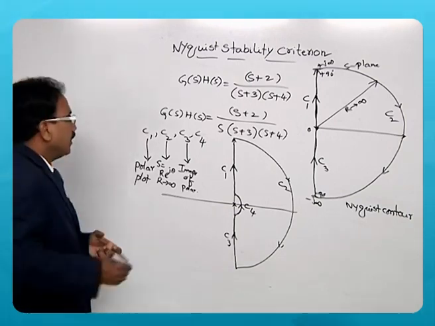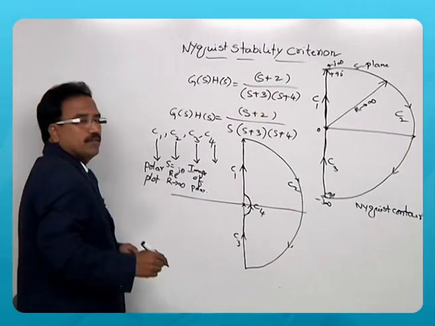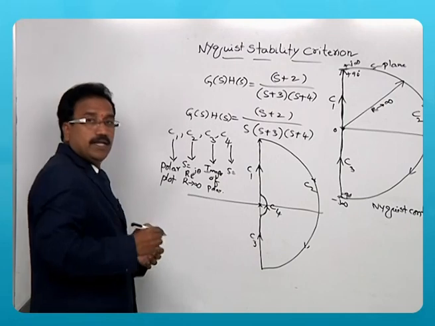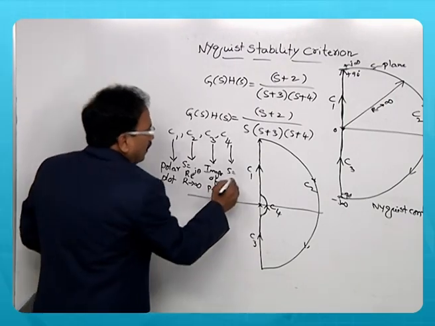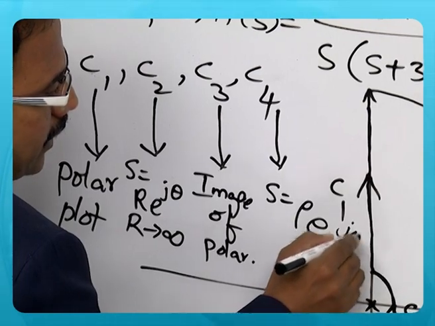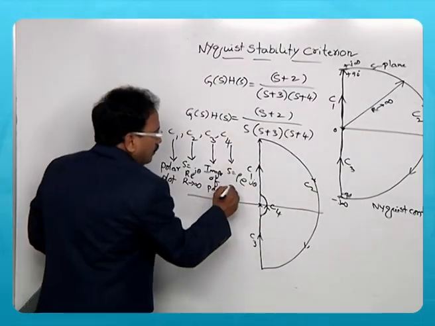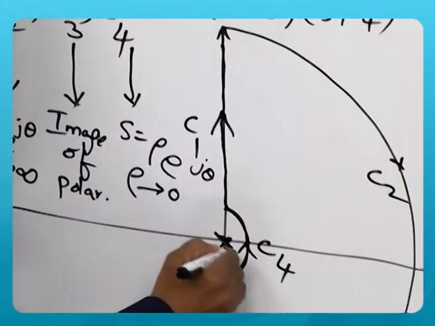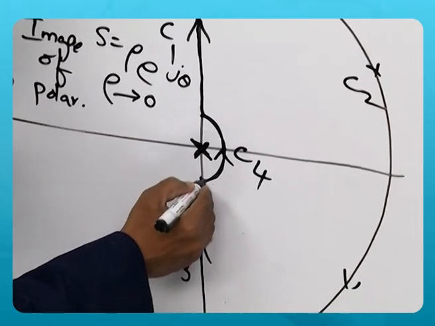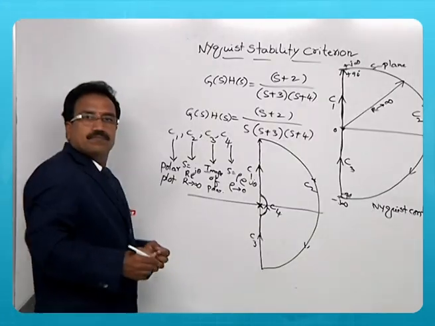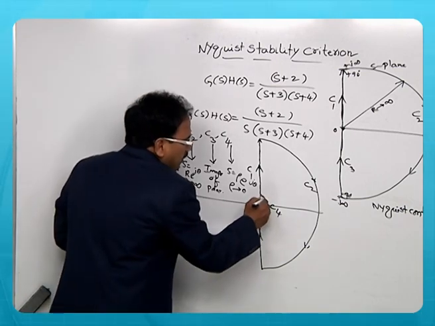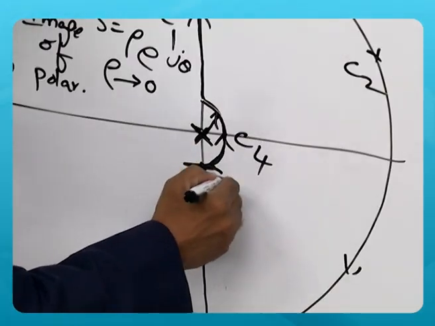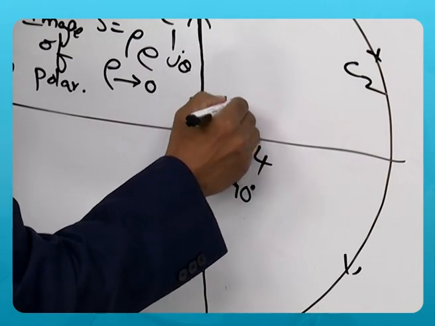Now the very important one, the fourth section, C4. When you map this into the G of S into H of S plane, again you have to replace S by rho e power j theta, where rho is the value tending to 0, because it is only bypassing the pole at origin. A small portion means that the radius of that small semicircle is considered as tending to 0, but the limits are from minus 90 to plus 90.